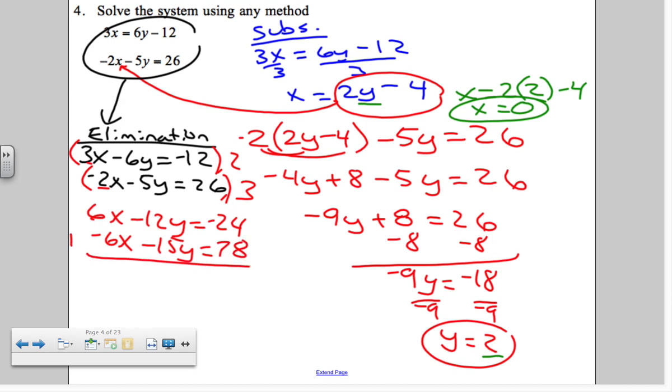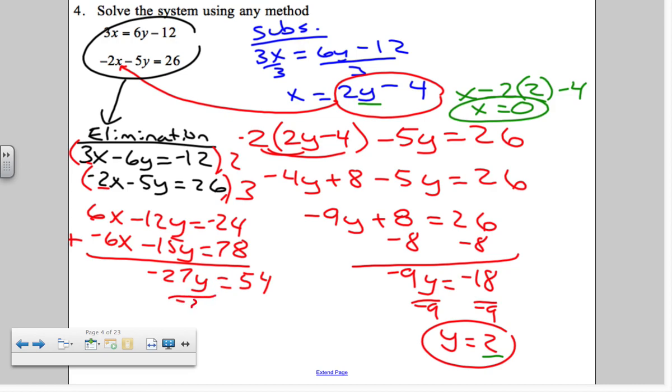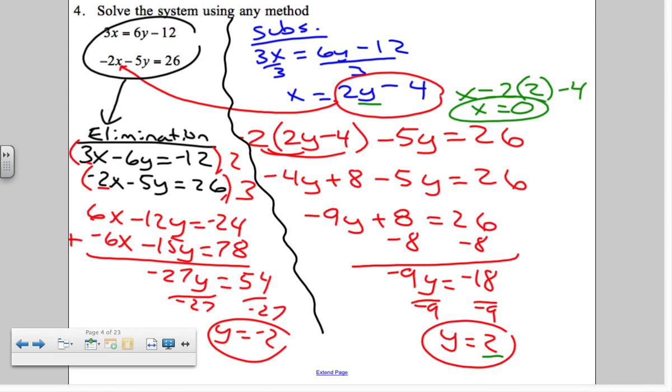So then you could add, and you're going to end up with the same answers. Negative 27y equals 54. And if you divide by negative 27, you will get y equals negative 2. You don't have to show both ways. You can pick your method. Elimination was on the left, substitution was on the right.